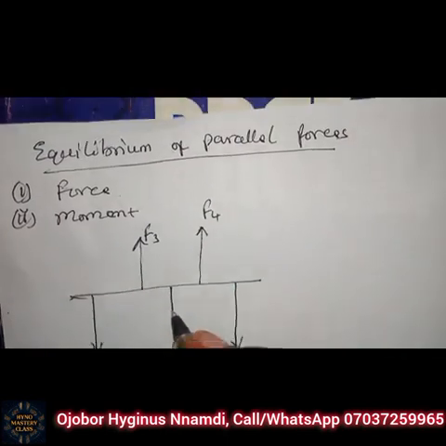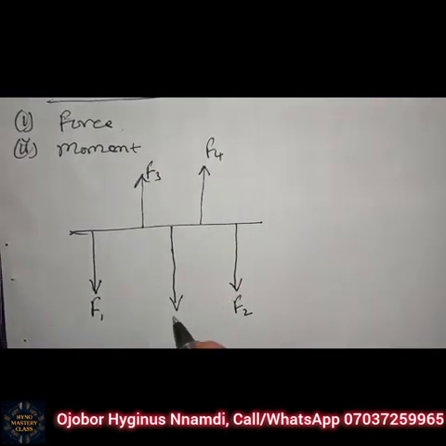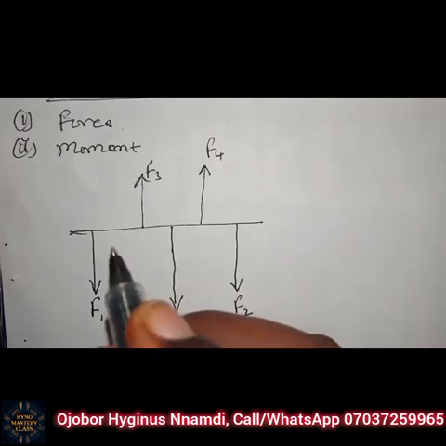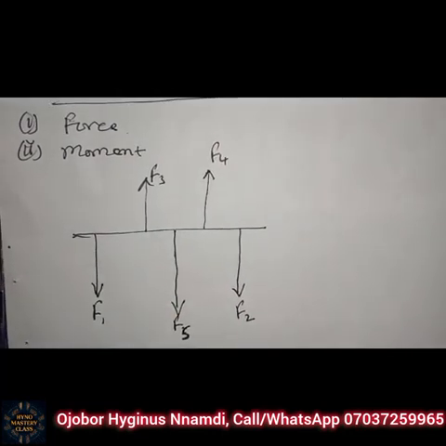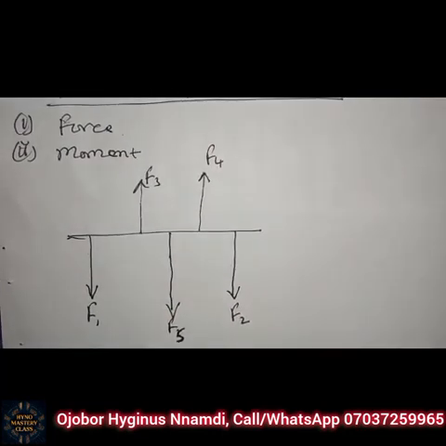and let's say another downward force F5, and then we have a distance. Let's say we want to take moment. When you are taking moment of a force, it must be about a point like we discussed.